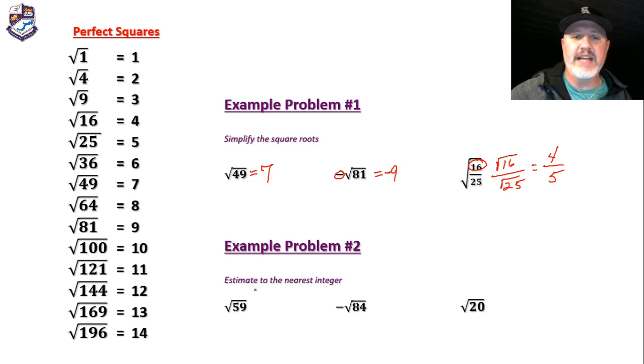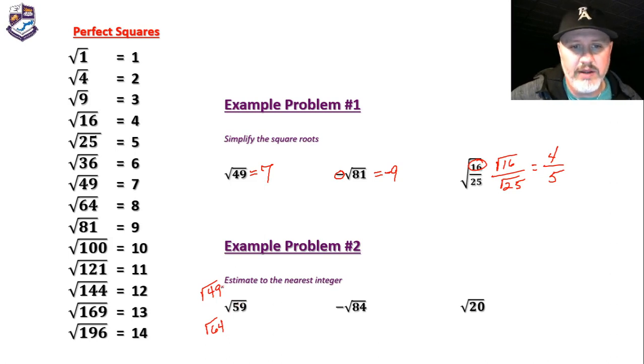Example problems number 2, they're going to ask you to estimate to the nearest integer or whole number. Okay, so the square root of 59, that looks funny because I'm asking myself, what times itself is 59? And I could say, well, I know that 7 times 7 is 49, right? And I know 8 times 8 is 64. And I know 59 is somewhere between 49 and 64, right? The question is, is 59 closer to 49 or is it closer to 64?